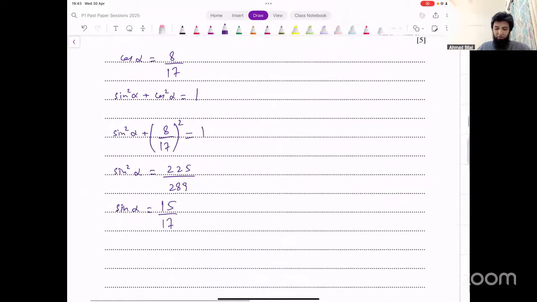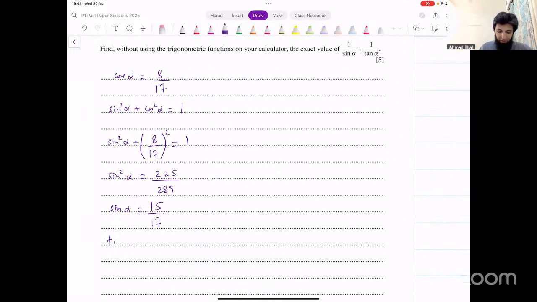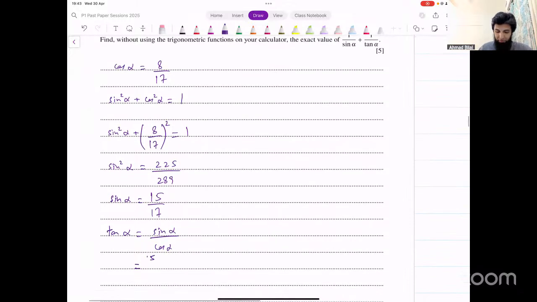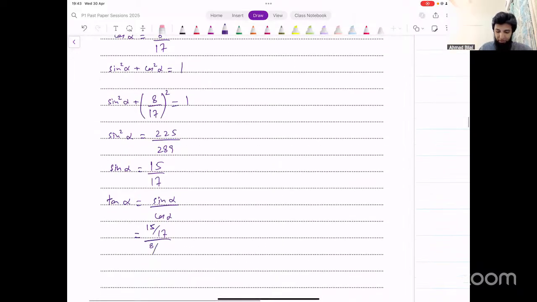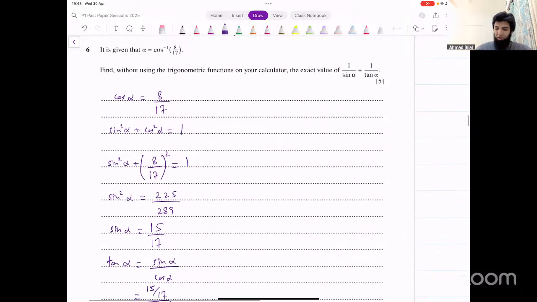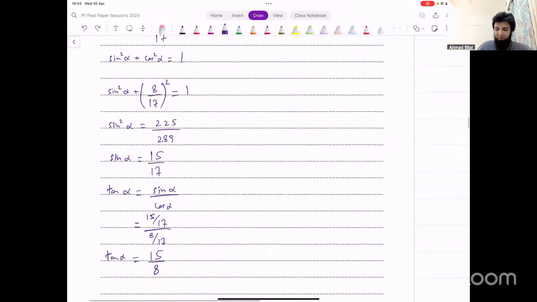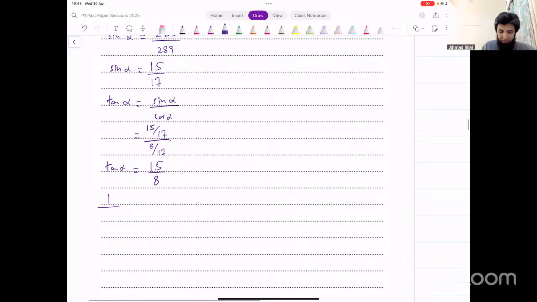And then you can find tan alpha as well. What would that be? Tan alpha would be sine alpha over cos alpha. So that becomes 15 over 17 divided by 8 over 17, which is 15 over 8. So we've got the value for sine alpha and tan alpha. All we have to do now is input those values inside this expression and we get the result. That's extremely straightforward.